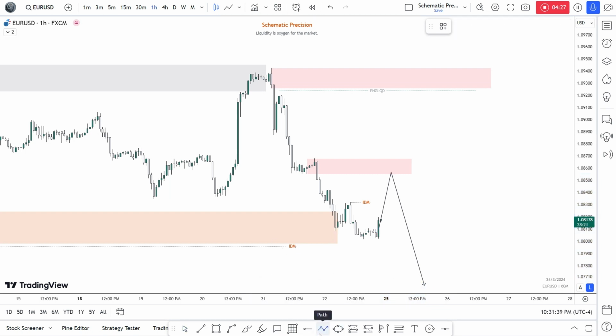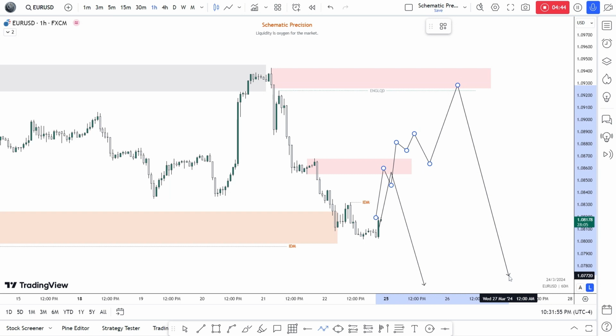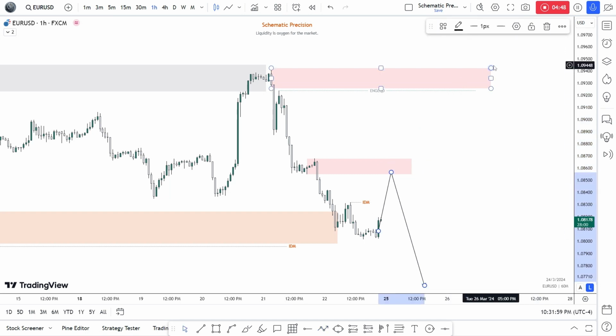First scenario. Second scenario, if price goes higher, gives a small reaction and breaks this high, intermediate high, then we can look for short term buying opportunity towards this extreme before we look for sell. Both the opportunities are valid.